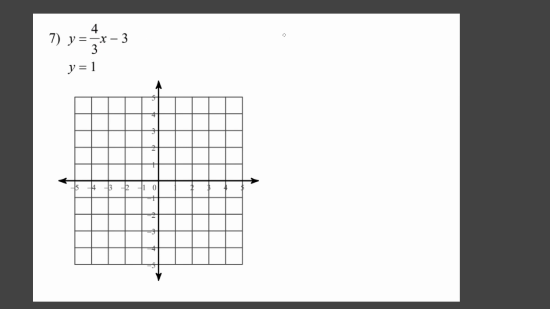My first one, once again, y is equal to 4/3x minus 3. Once again, I've got a starting point of negative 3 and a slope of positive 4/3. So again, I'm starting at negative 3. Start at 0. 1, 2, 3. That's where I'm starting. From here, I have 4/3.